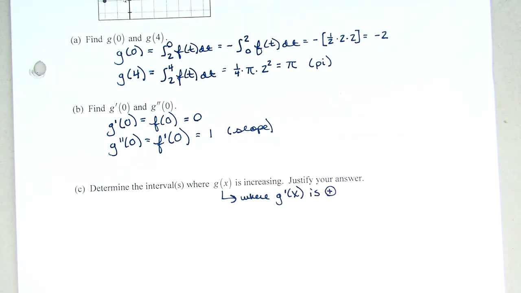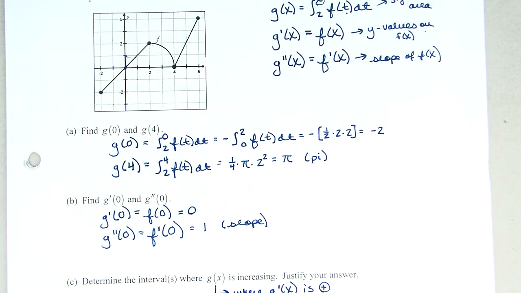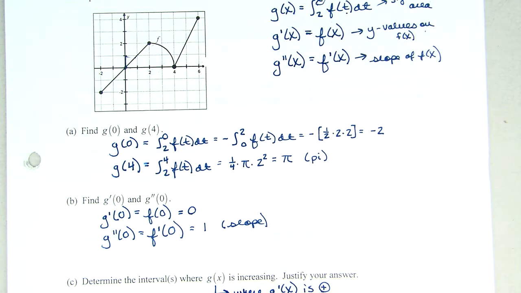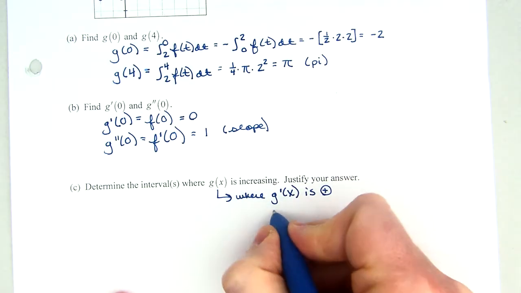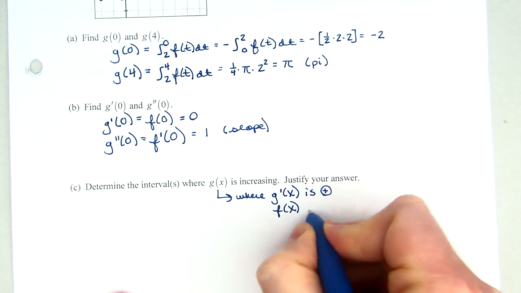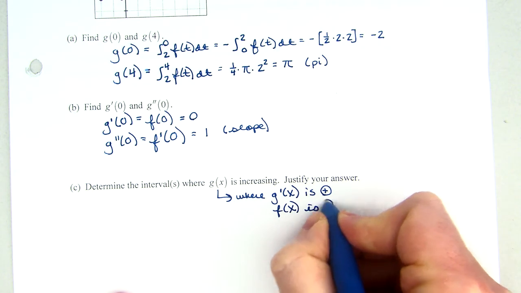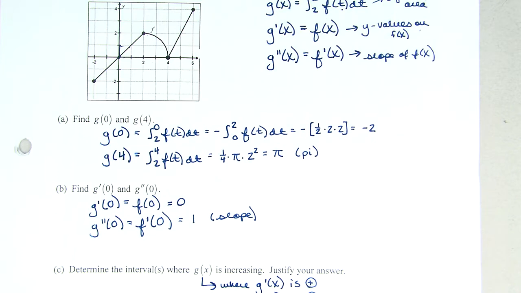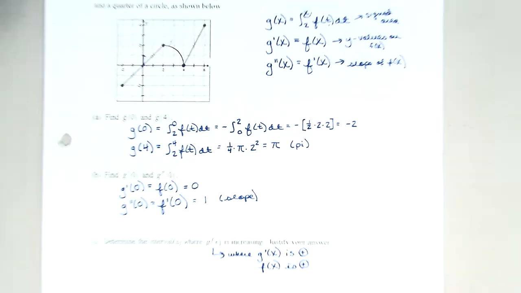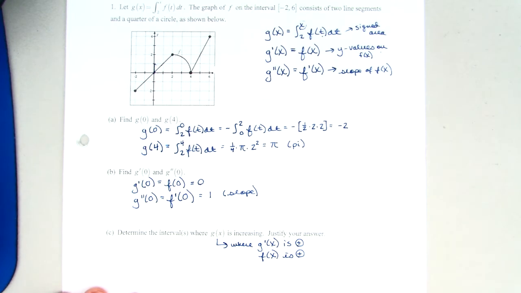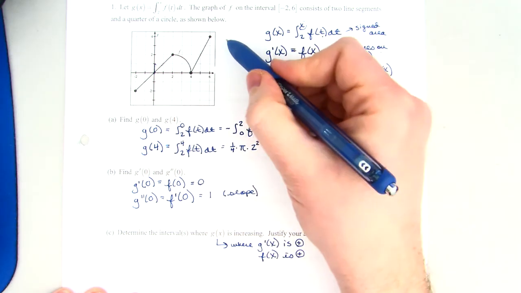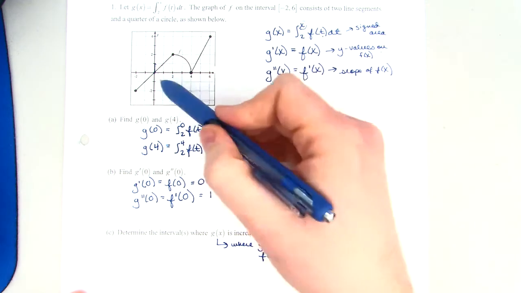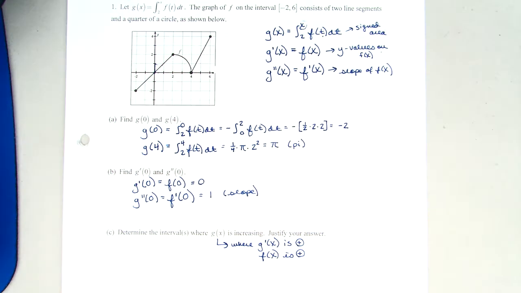But what is g prime? g prime, according to my formulas, is just f of x. I want to know where g prime of x is positive, which really means where f of x is positive. Now, you have the graph of f. I think I'm going to zoom out a little bit. I want to know where f is positive. That means I need to be looking for where the y values on my graph of f are positive.